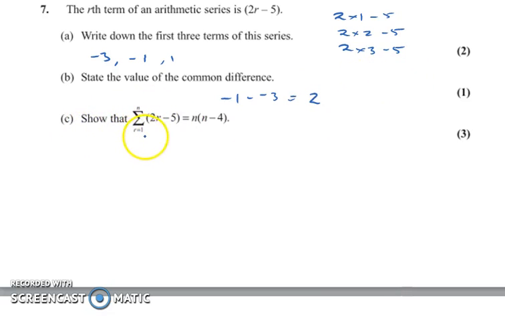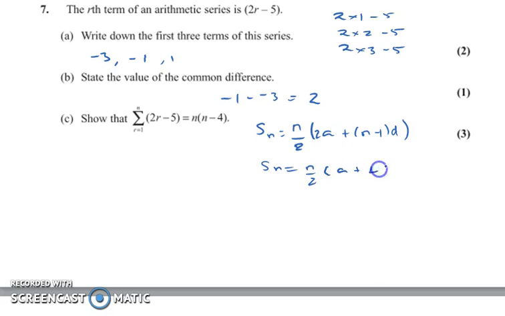Part C says find the sum from the first term to the end term of this sequence and show that it is n bracket n minus 4. There's two ways we can do this. We know two formulas. Sn equals n over 2, 2a add n minus 1 d. We also know Sn equals n over 2, first term plus last term. Both ways you will definitely get n squared minus 4n at the end of it.